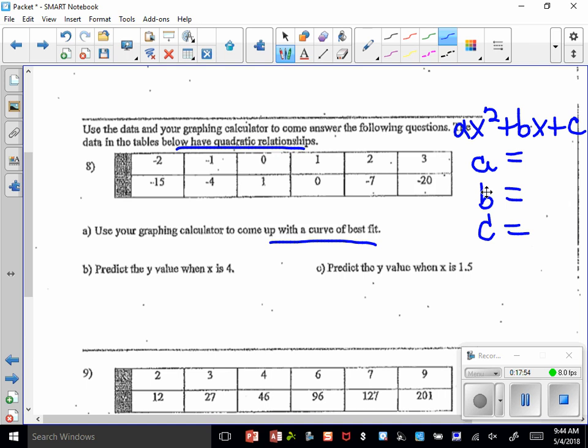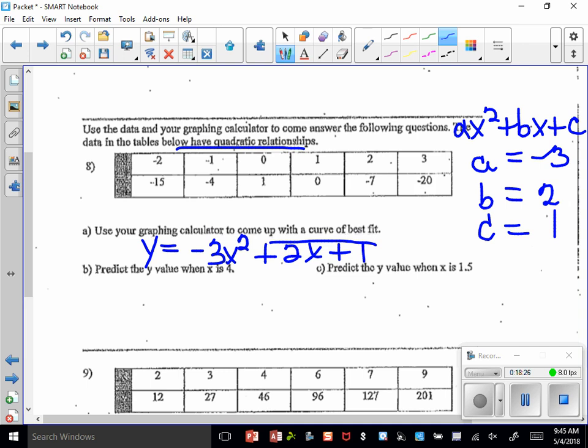A equals, B equals, C equals. How many people get A, B, and C? All right, did you guys get -3, 2, and 1? Yes. All right, so your equation then would look like this. Y equals -3x squared plus 2x plus 1. That's how you write your quadratic equation. So your A term is your A term, your B is your B, and your C is your C. Okay?